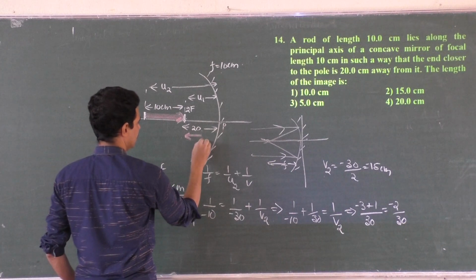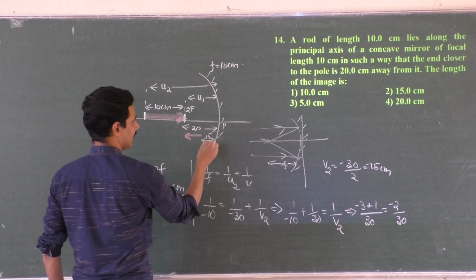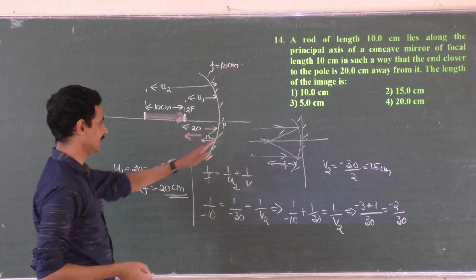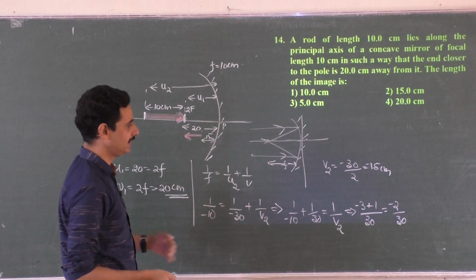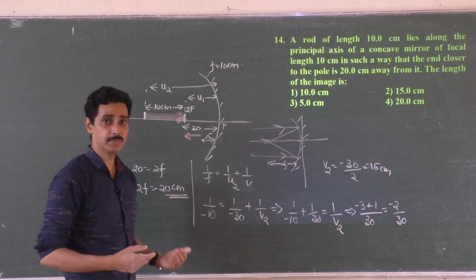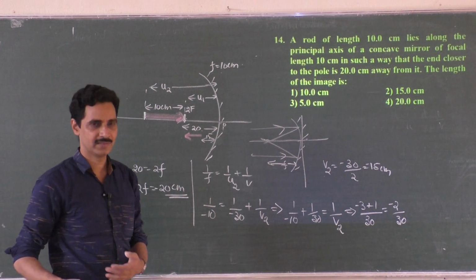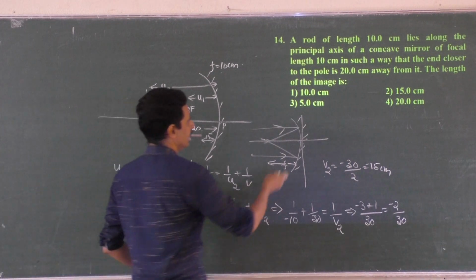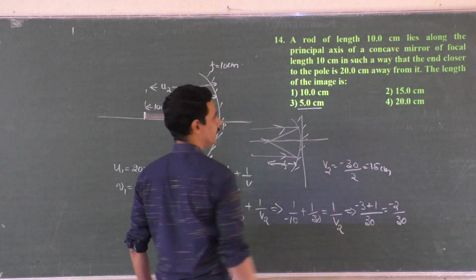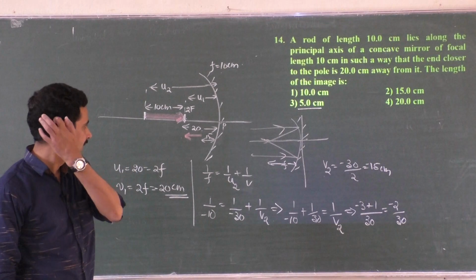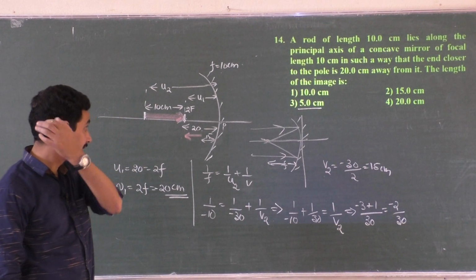Then what is the distance of the image? This is 20 and this is 15. The minus indicates that it is on the same side. So 20 minus 15, or the difference between 20 and 15. That's what I can conclude. It is not minus 20 or minus 15, something like that. So 5 is the answer. That is the length of the image of the rod.